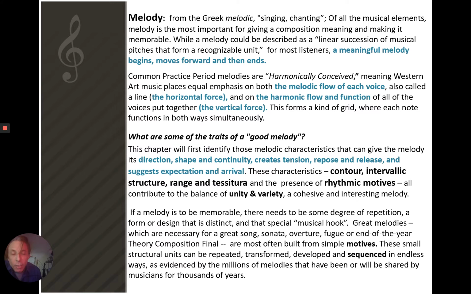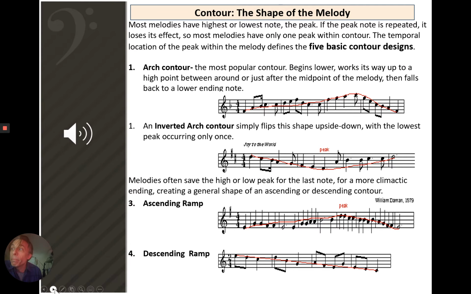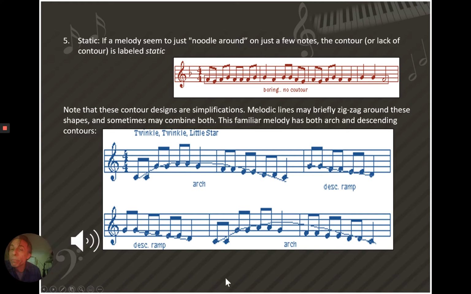And the descending contour with the viola. Okay, so not a classic sort of melody there. Okay, so those are 4 of the 5. And then number 5, static. No contour at all, just kind of hanging around a central pitch. So too much unity there, perhaps, and boring.